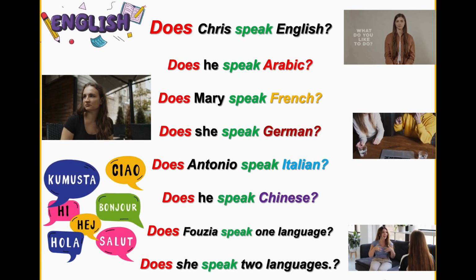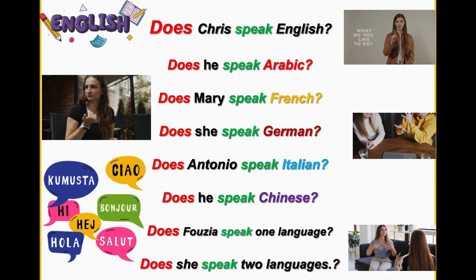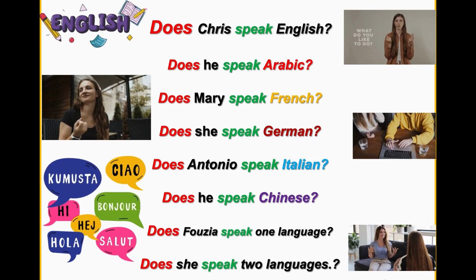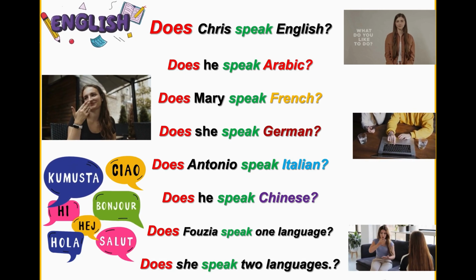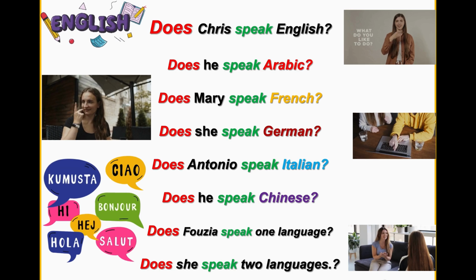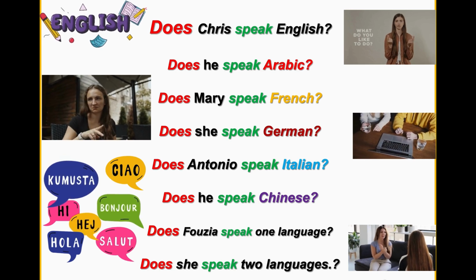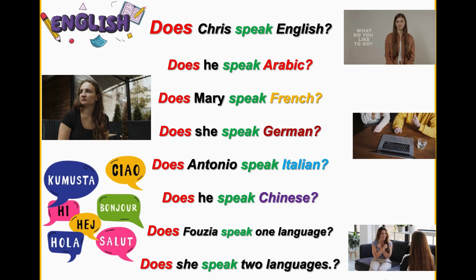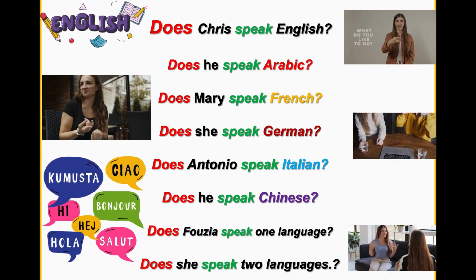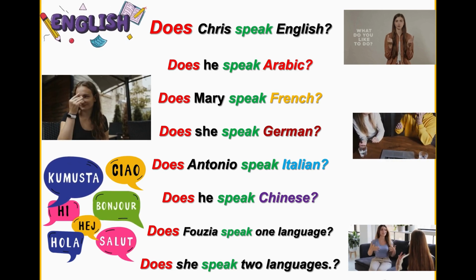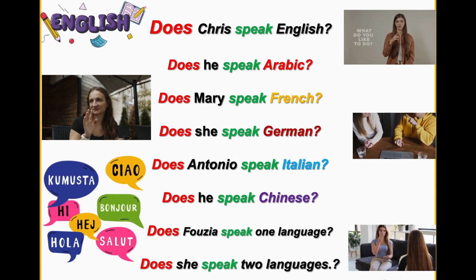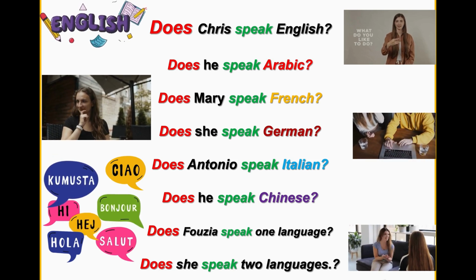Does Chris speak English? Does he speak Arabic? Does Mary speak French? Does she speak German? Does Antonio speak Italian? Does he speak Chinese? Does Fuzia speak one language? Does she speak 2 languages? So the same, when in the negative form or in the question form, the verb doesn't take S with he, she, it. Remember this rule.